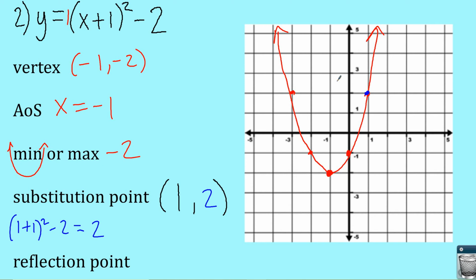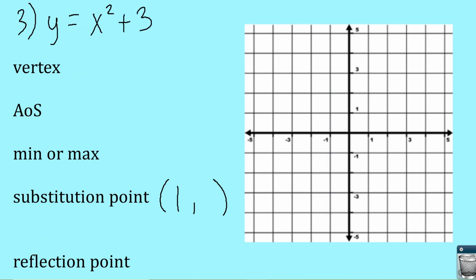And the reflection point, this is where it's helpful to have your axis of symmetry. I always like to show it when I do parabolas. So here we have the reflection point is going to be on the other side, so it's going to be at (-3, 2).